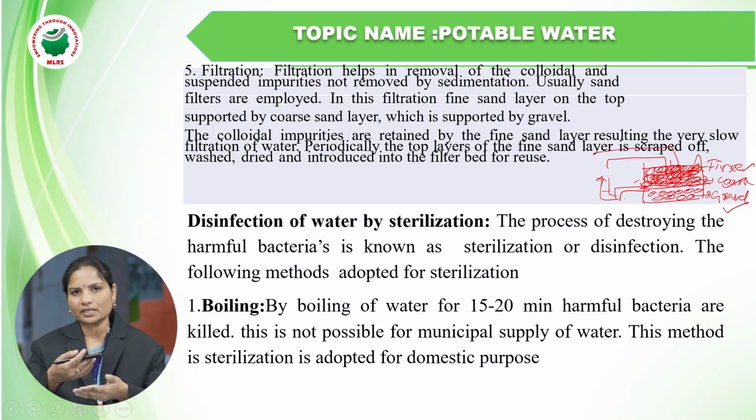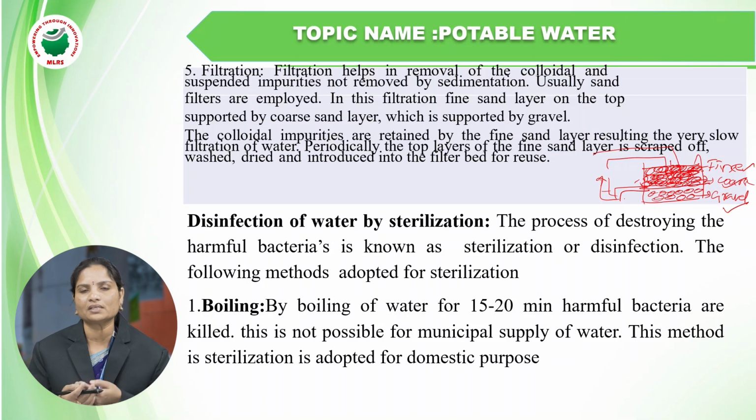So the water is filtered from the first layer to the second layer to the third layer. Then all the impurities, like suspended impurities and colloidal impurities, can be eliminated by our filtration process. That means in the filtration process, almost all the colloids and suspended impurities can be eliminated. Then we go to one more step in our treatment method: disinfection of the water by the sterilization process.